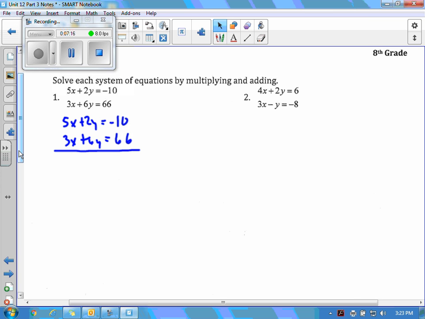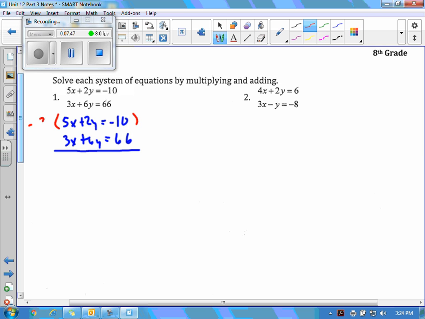Now, if you look at this, the 5 and the 3 in front of the x's doesn't work out. The 2 and the 6 in front of the y's don't match up. So I've got to have the same coefficient on either my x or my y for this to work. I'm going to choose to make the y's the same, which means I need the coefficient to be 6. What's going to make it even easier is if I make one of them negative 6.